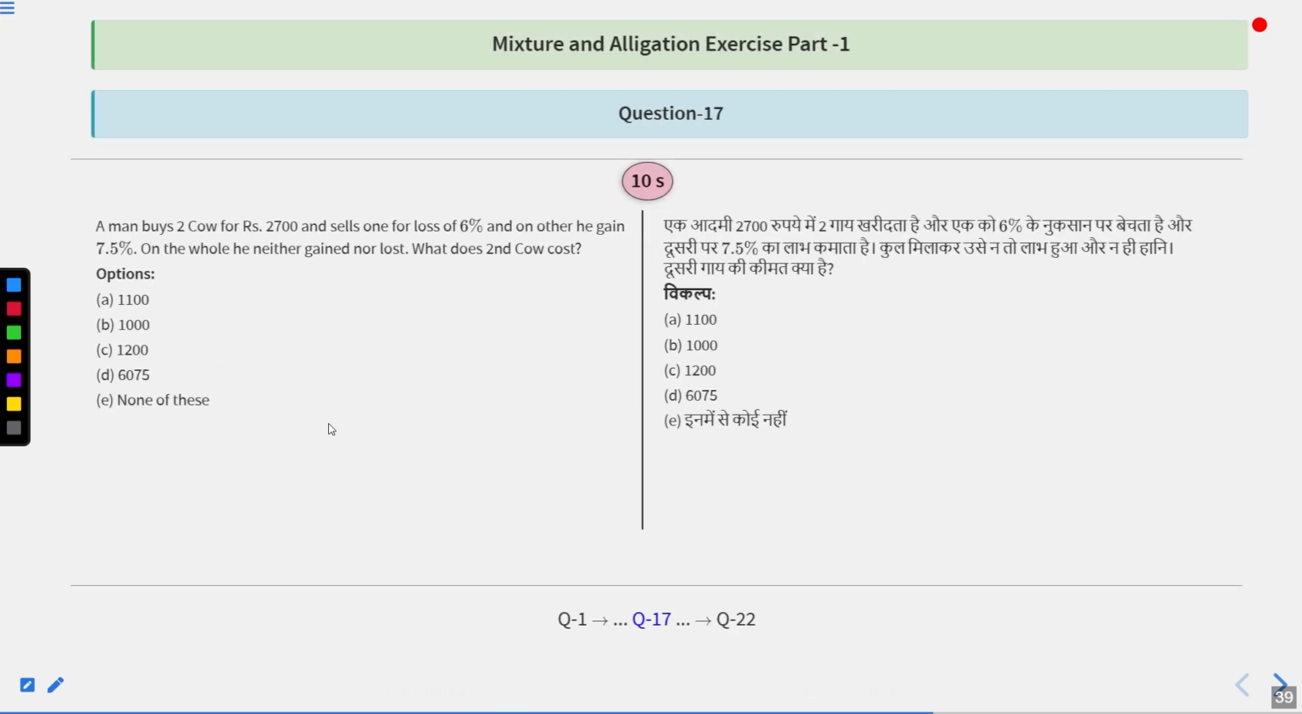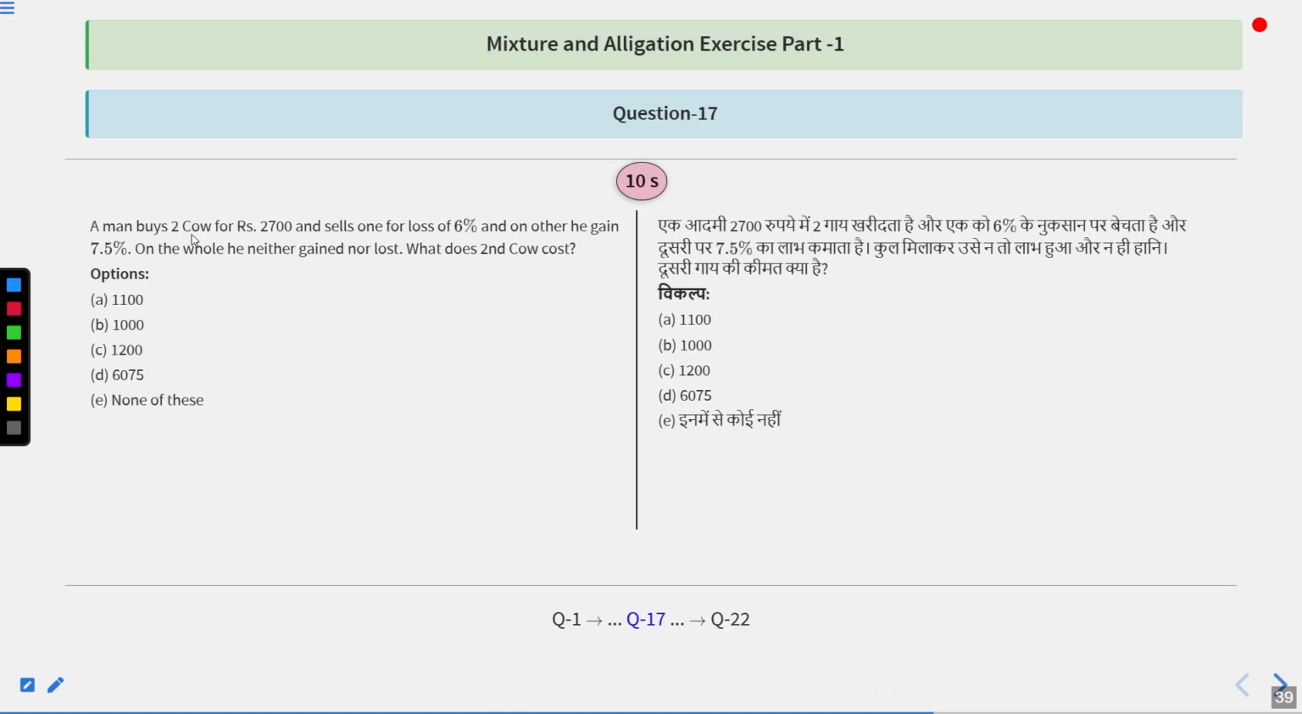Next one. A man buys 2 cows for rupees 2700 and sells one at a loss of 6% and the other at a gain of 7.5%. On the whole, he neither gained nor lost. What does the second cow cost? You have 5 options and 10 seconds to analyze the question. Your time starts now.